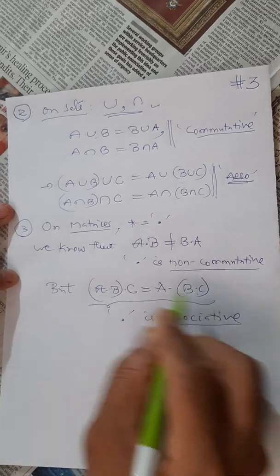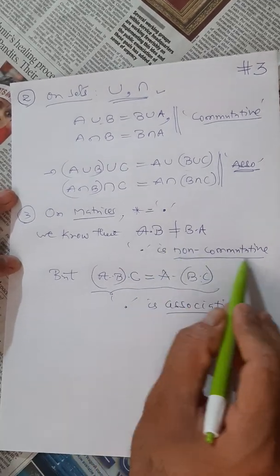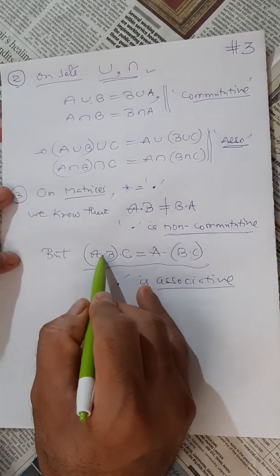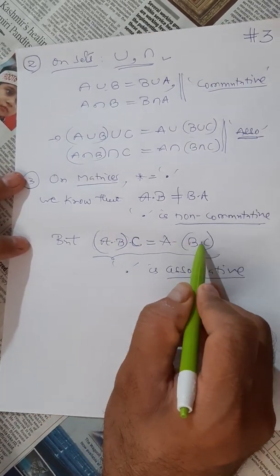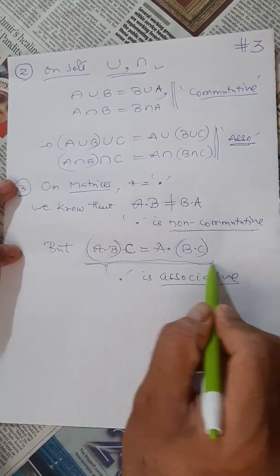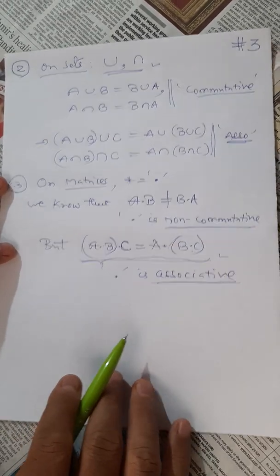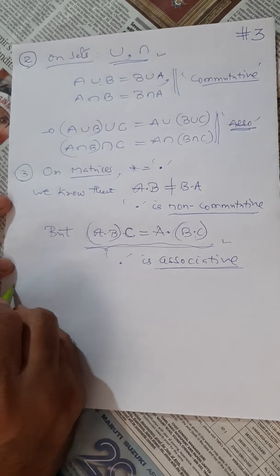Matrix multiplication is non-commutative. But for three matrices, if you find A into B into C and B into C into A, these two are always equal. So matrix multiplication is associative.